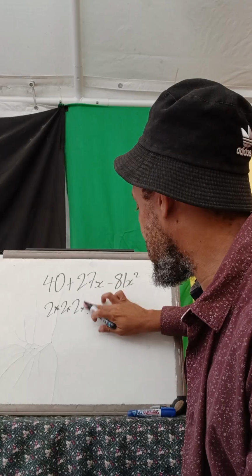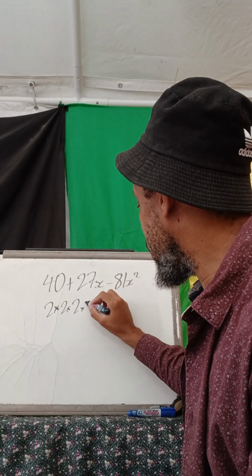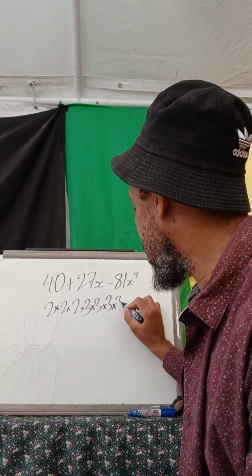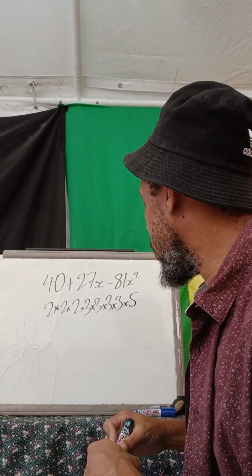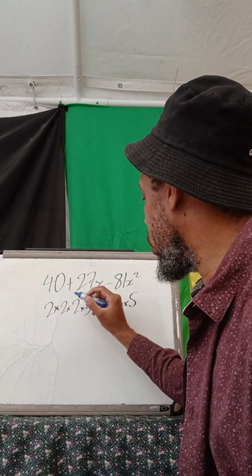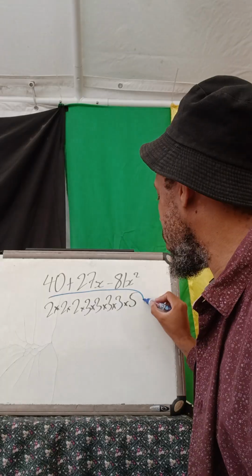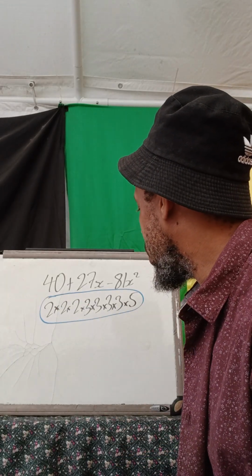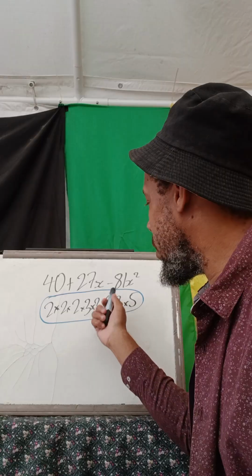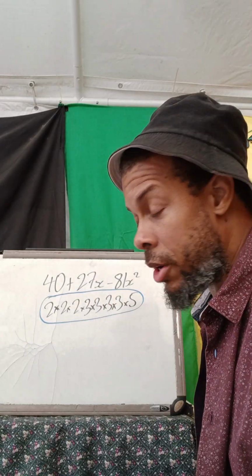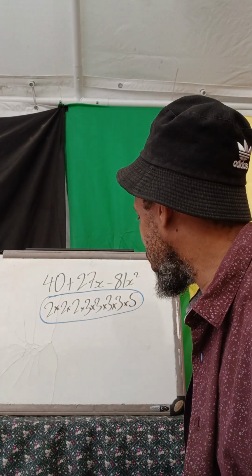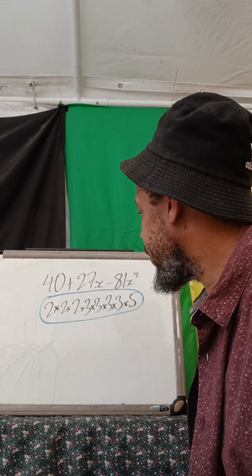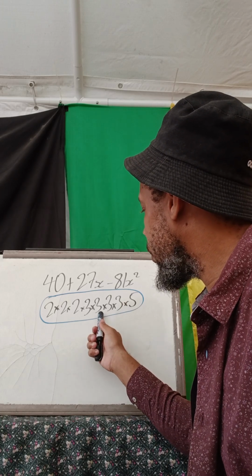Now 9 times 9. There we go. So now we're going to put all of this together. Now we can't use the 81 and 40. 81 minus 40 is 41, so that's not going to work. So what are we going to do? Watch this.